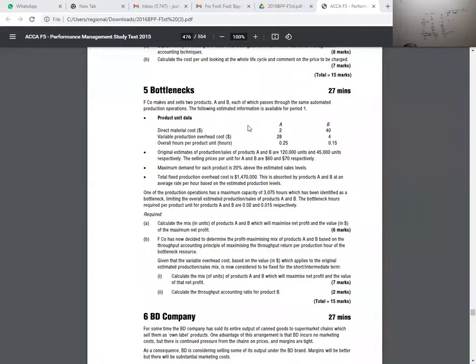You see, they've told me here, the original estimates for A and B sales will be 120,000 and 45,000. But now this examiner is a right examiner. You went ahead and told us that the maximum demand, remember here we normally work with demand, for each product is 20% above the estimated figures. So then it will be 120% of 45,000. Remember, we're starting with B, right?